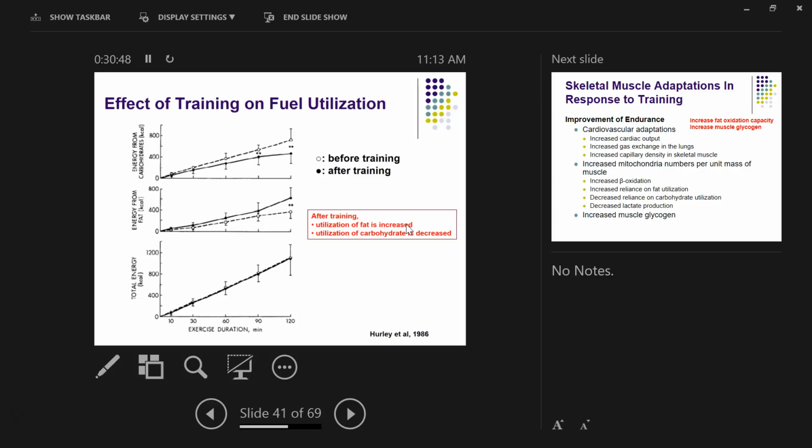So let's look at the top figures first. This is the carbohydrate utilization, right? The solid dot represents after training, and the circle is the carbohydrate utilization before training. So you can see the carbohydrate utilization actually decreased after training, right? But the fat utilization, you see that actually increased. So after training, the fat utilization is increased, but carbohydrate utilization is decreased.